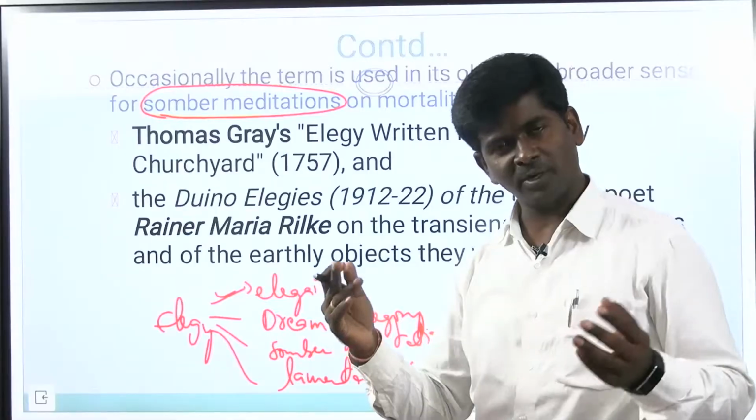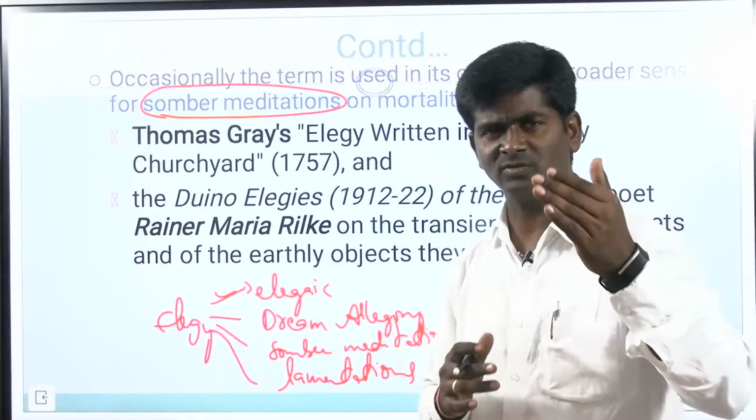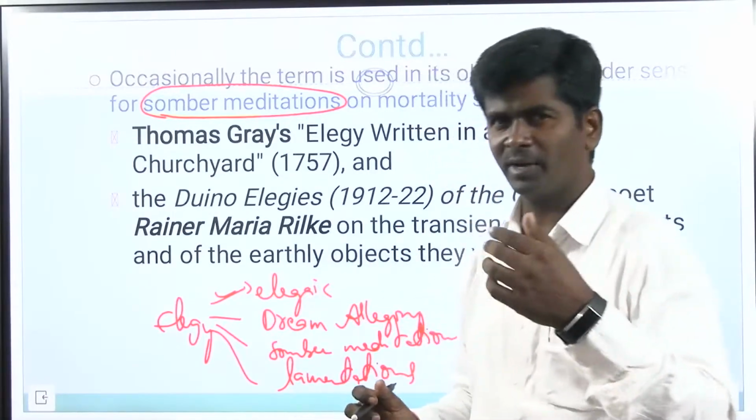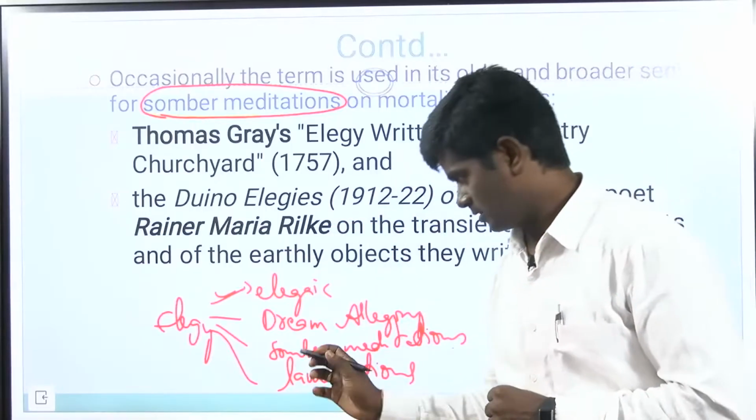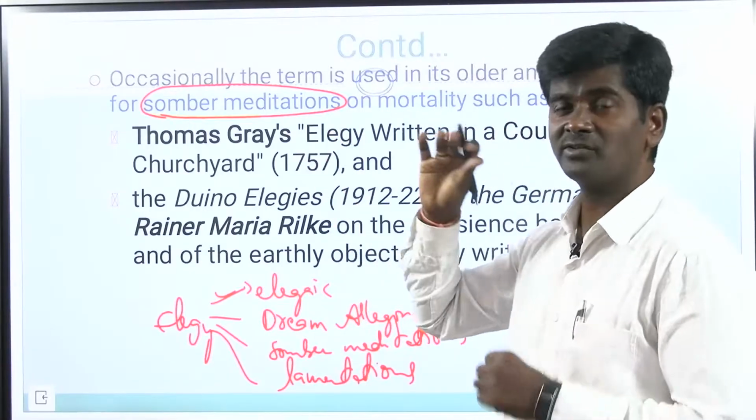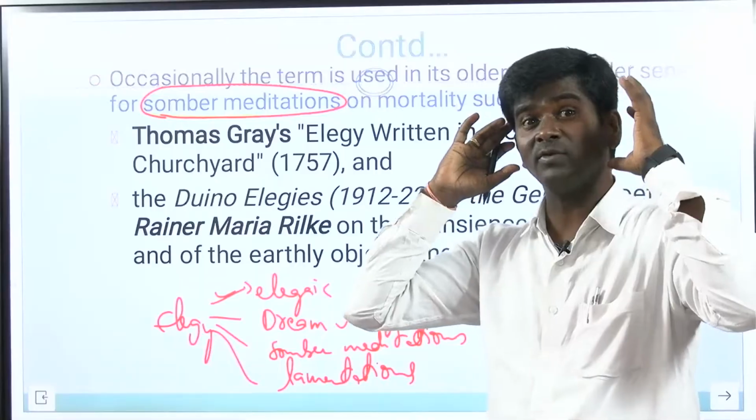Elegy means a poem that is written in elegiac meter, that is one meaning. And it talks about dream allegory, the Book of the Duchess. That is a somber meditation. It's a kind of meditation, a kind of thinking.